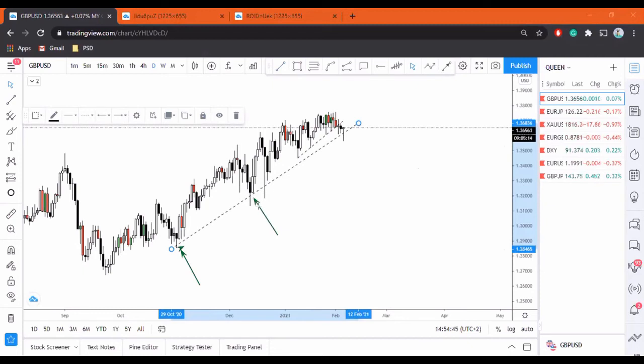So we draw our trend line all the way up. And then price broke the 4-hour time frame trend line, right? It came all the way down to our daily trend line, and price is rejected there.